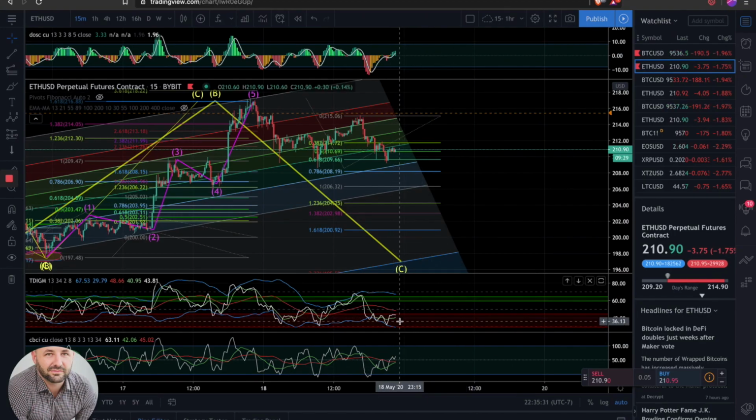RSI are getting squeezed in between the fast and slow EMA, and we are still in the bearish control zone on the RSI.